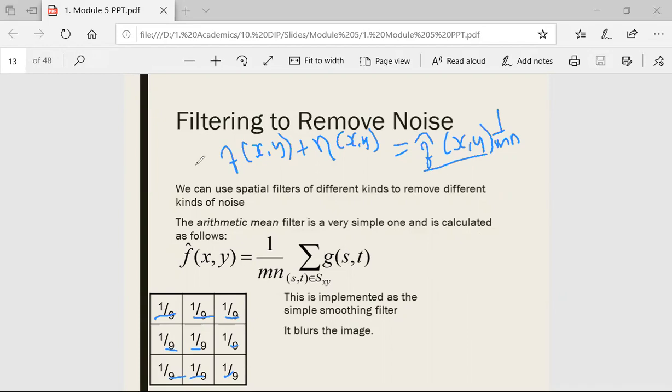We can use spatial filters of different kinds to remove different kinds of noises. The first example is the arithmetic mean filter, which is very simple, and is calculated as f cap of x comma y equals 1 by mn times the sum over s comma t belonging to S of x comma y. This is called centering the image.